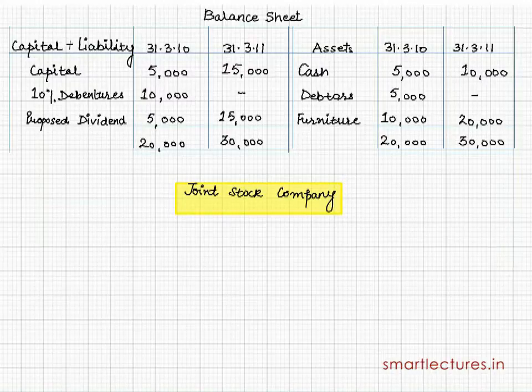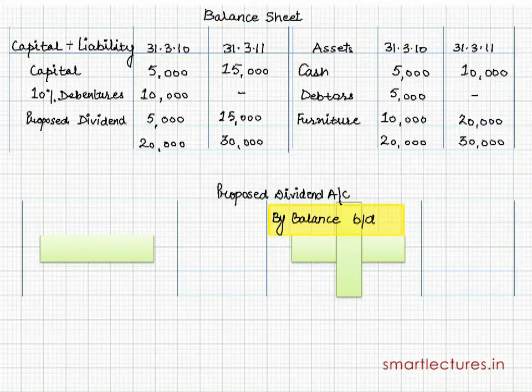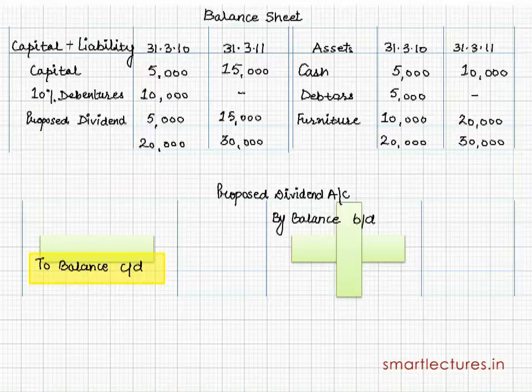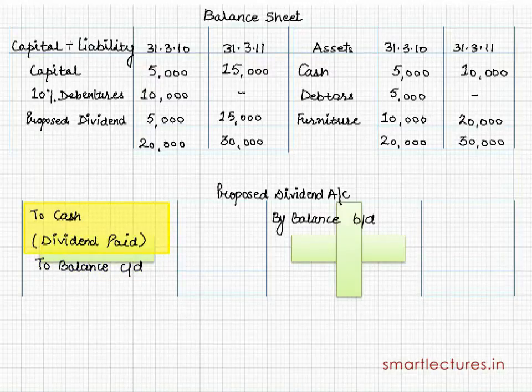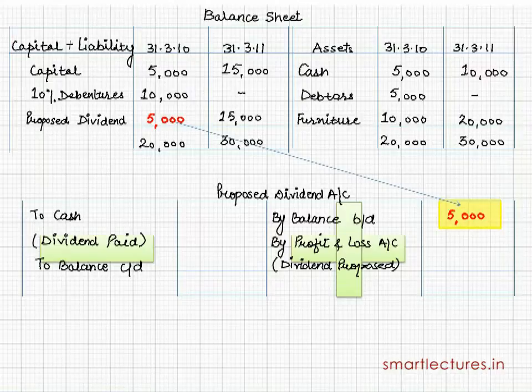First of all, proposed dividend. So you know the format: by balance BD, to balance CD. To cash in the bracket, dividend paid. On credit side, by profit and loss account, dividend proposed. So by balance BD 5,000, to balance CD 15,000.